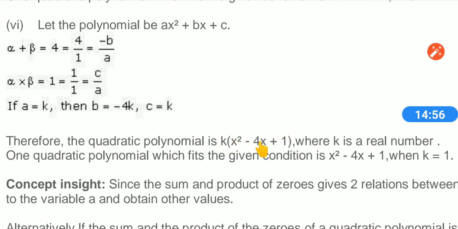1 into x square minus 4x plus 1 means x square minus 4x plus 1. So this is the one quadratic polynomial which fits this condition. Okay children, practice these sums and write the tests properly. All the best.